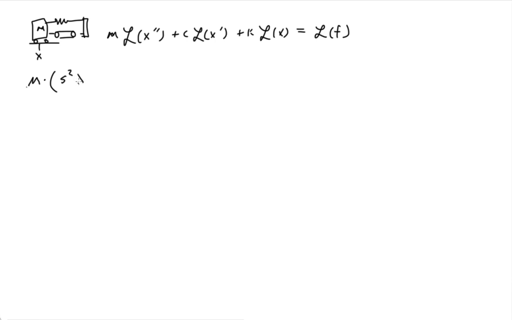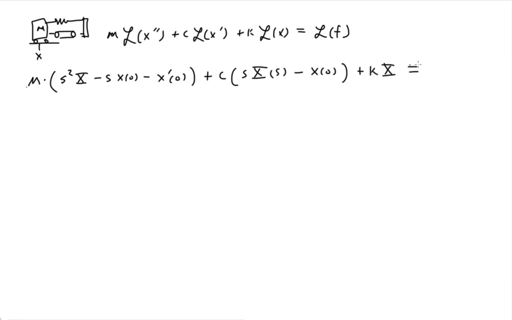It's going to be s squared capital X minus s x at 0 minus x prime at 0, then plus c, and now we're going to have an s X of s minus x at 0 plus k X. Now we're going to call the Laplace transform of f just our simple capital F of s. So there we go. All right, so that's our basic problem we want to have.